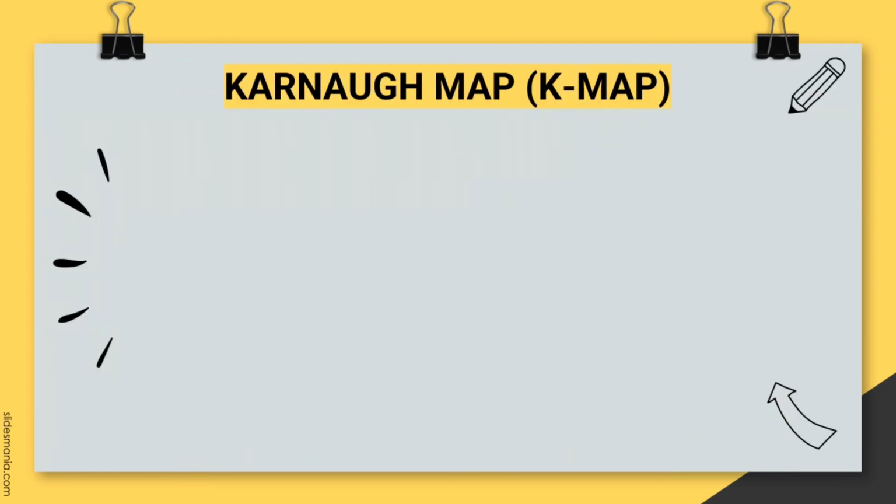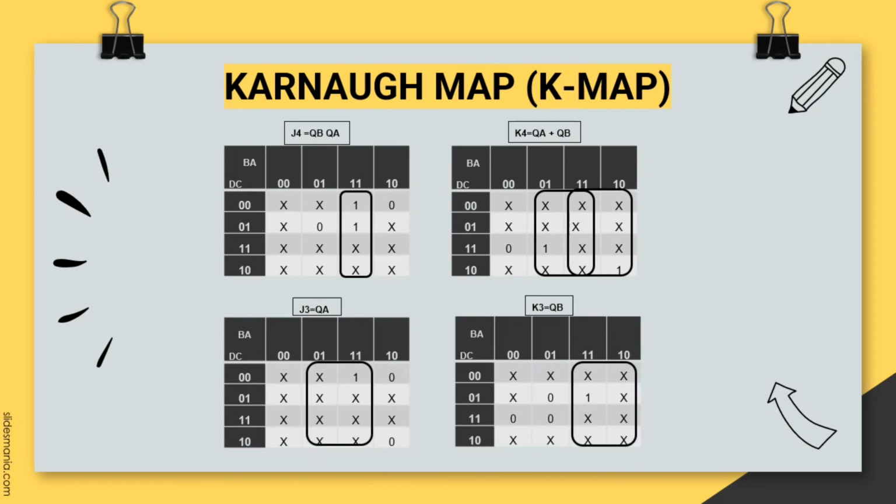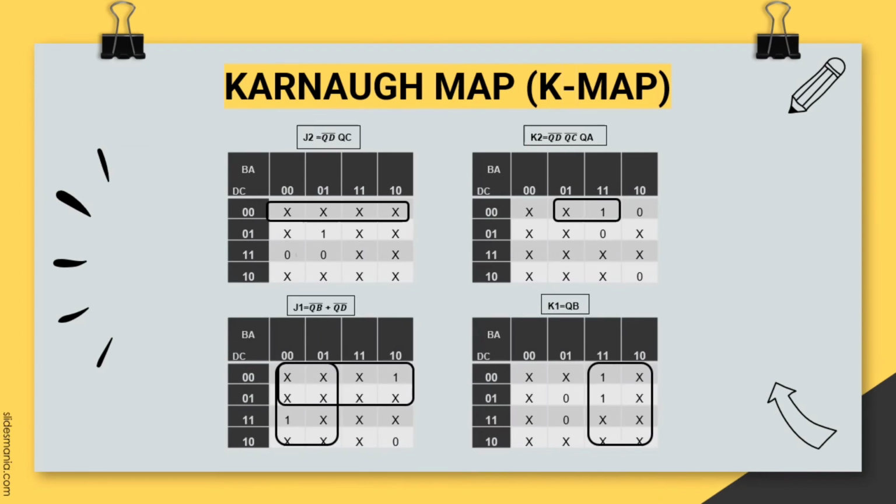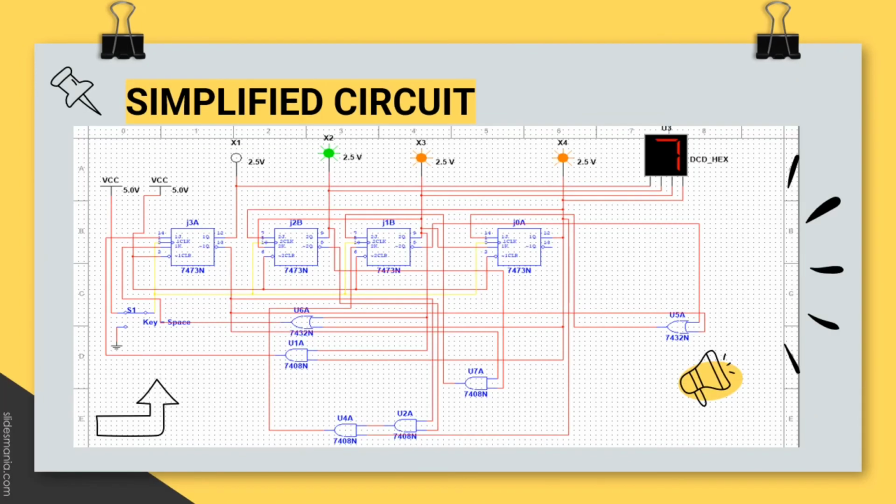When we finish constructing the truth table, we use K-map to simplify the inputs for J, K and Q in the flip-flop. So this is our K-map that we constructed. Using this K-map, we design a circuit for our mini project. And this is our circuit after using a K-map.